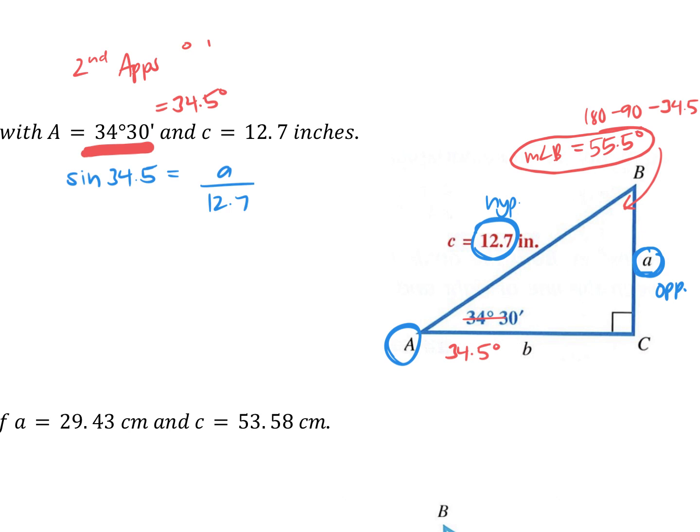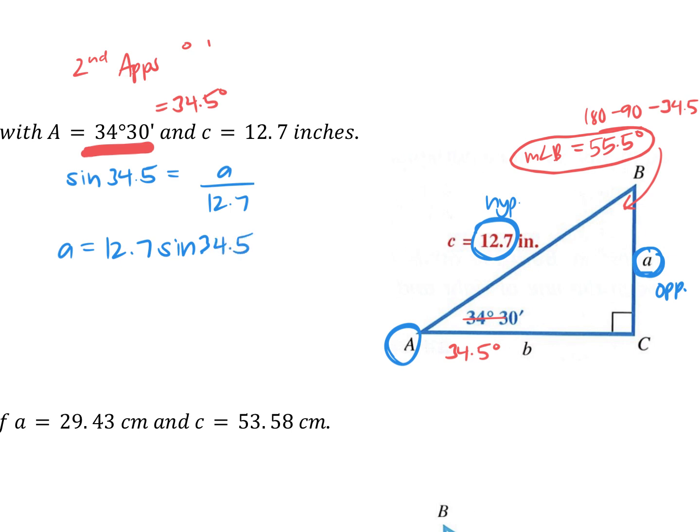Okay, are we okay with that setup? Okay, now from here it just becomes an algebra problem. How do I solve for A? Yeah, multiply by 12.7. So A is going to equal 12.7 times sine of 34.5.